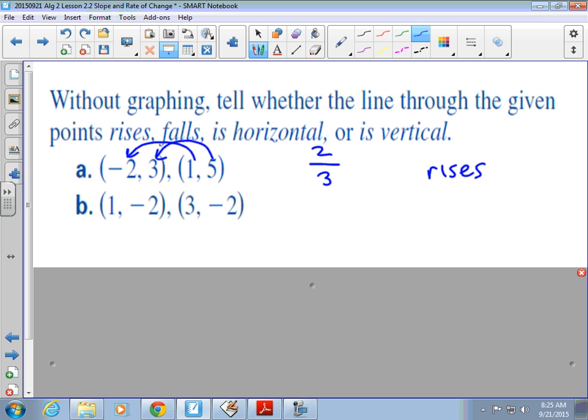Okay, here you go. You got yourself something that you should be alerted by right here. You have the same number for both of your y's. It's either going to be vertical or horizontal. It's either going to be undefined, or it's going to be horizontal, or it's going to be zero slope.